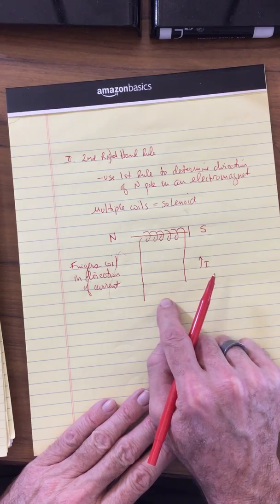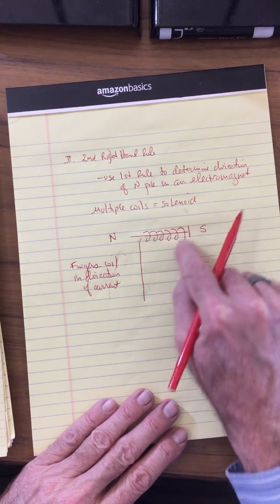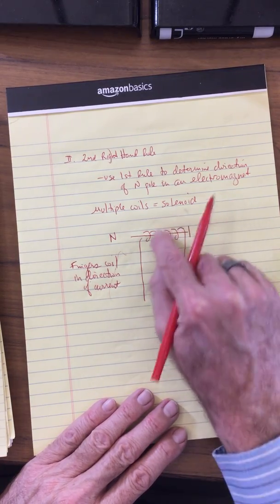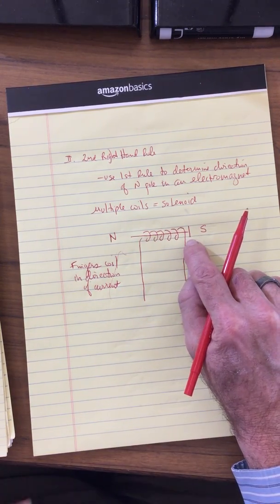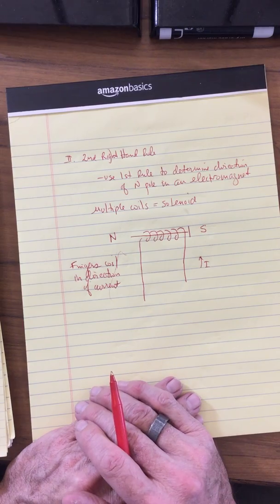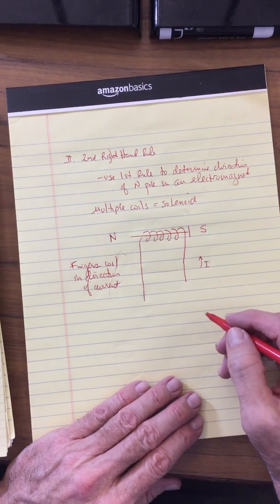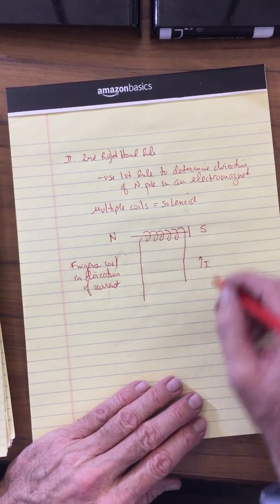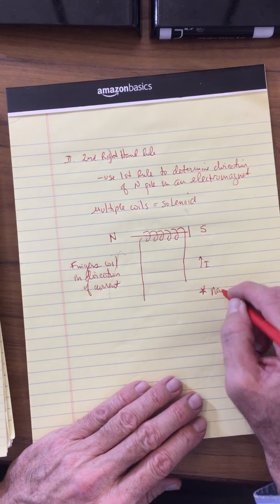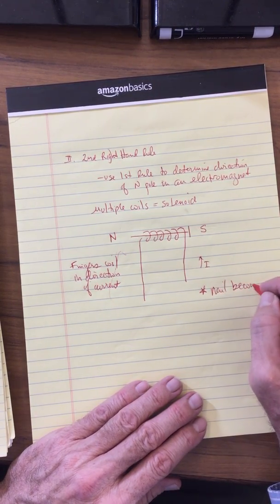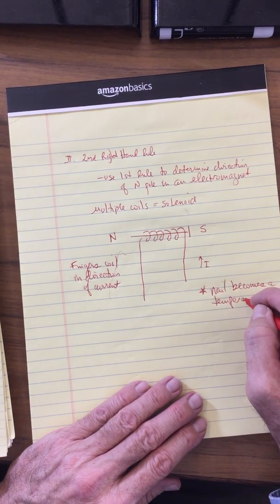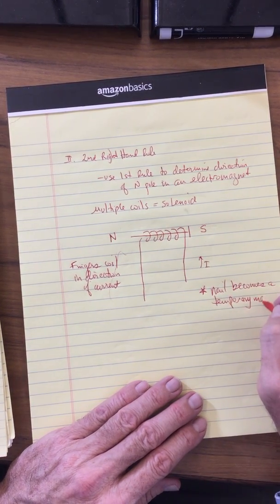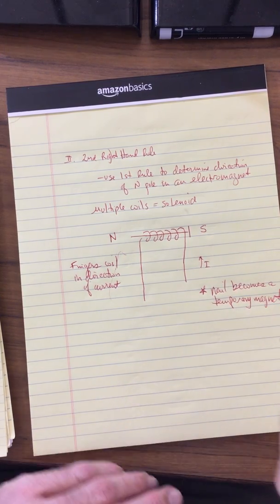And again, when this is connected to the battery and the current is running through, it creates a magnetic field, and that actually magnifies the nail, and the nail becomes a temporary magnet.